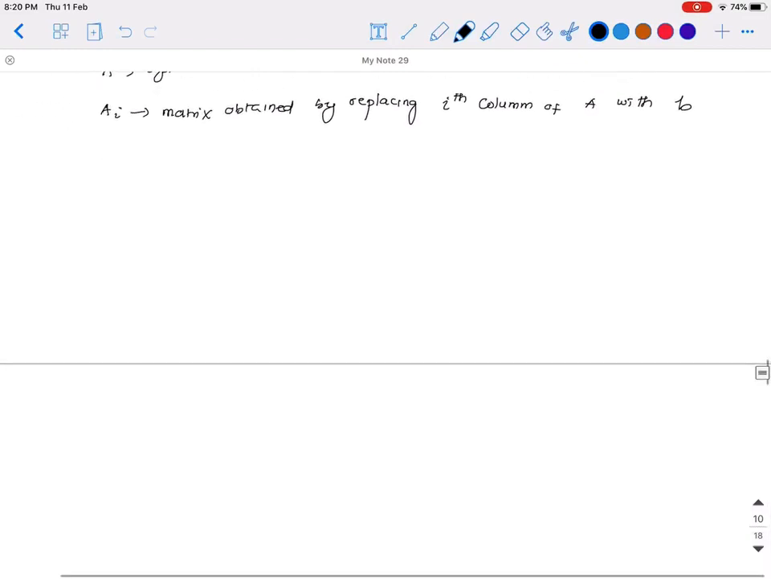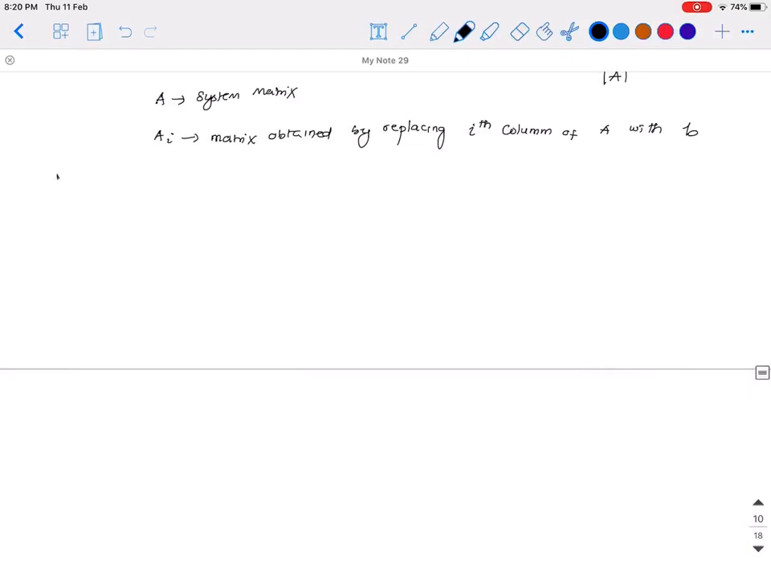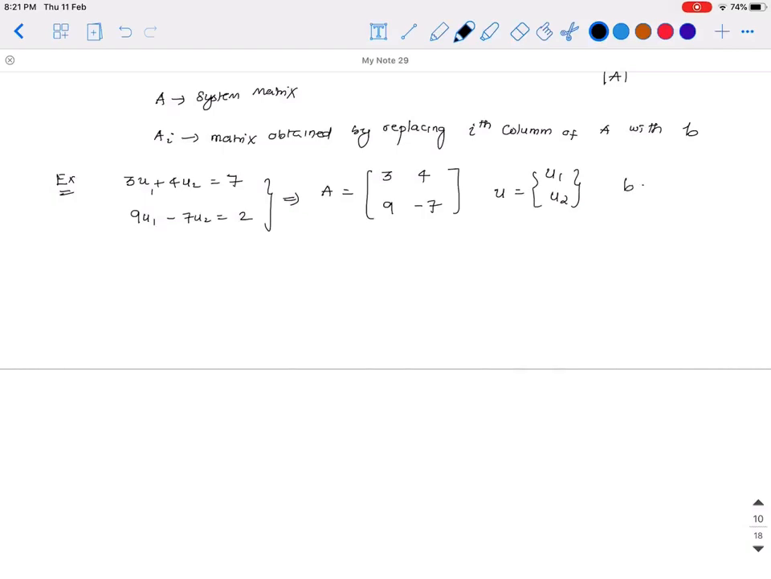For example, let us take a very simple example here. Let us say 3u1 + 4u2 = 7, and 9u1 - 7u2 = 2. So A is 3, 4, 9, -7, which are found from the coefficients of the unknowns appearing in the corresponding equations. The unknown u is a vector which contains only two elements, and the source term b is the right hand side, which is 7 and 2.